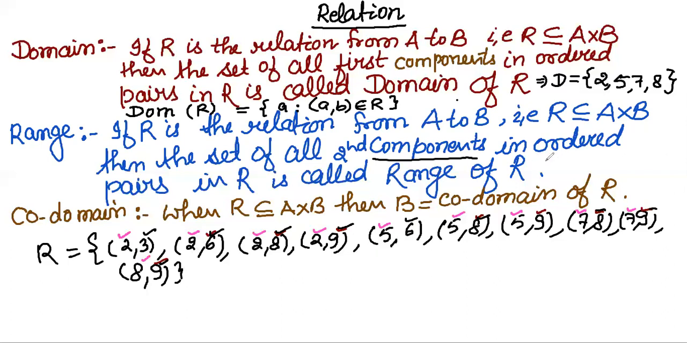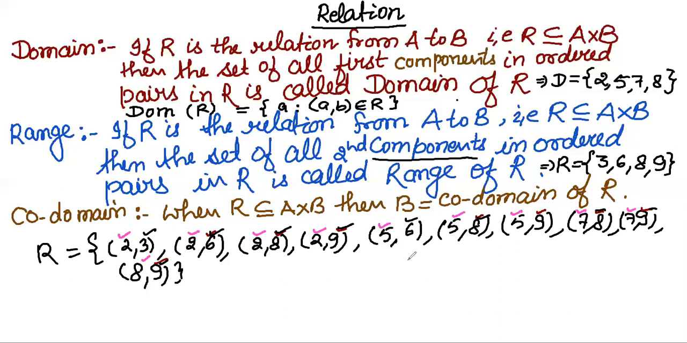So according to this example, we can write the range value here. Here also we will not repeat elements. So 3, 6, 8, 9. Here also 6 is there, 8 is there, 9 is there. So the range is {3, 6, 8, 9}. So these are the elements of the range value.